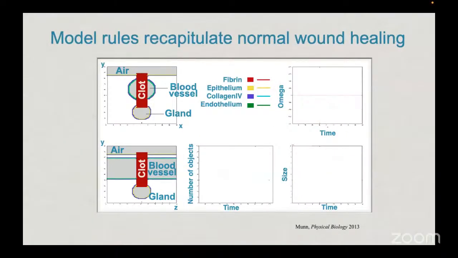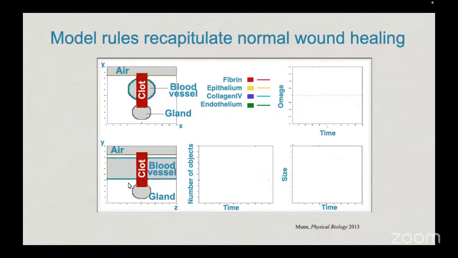So we can look at validating this model by showing that it can reproduce wound healing, because that's the way the agent-based rules were developed. Here we have the ZY plane and XY plane in the 3D model. We have a blood vessel-skin interface. The yellow is epithelium, the green is endothelium. And then we have a gland down here that has epithelial cells.